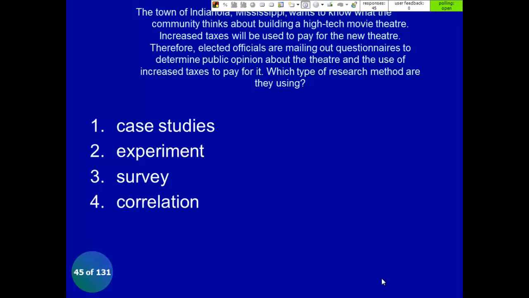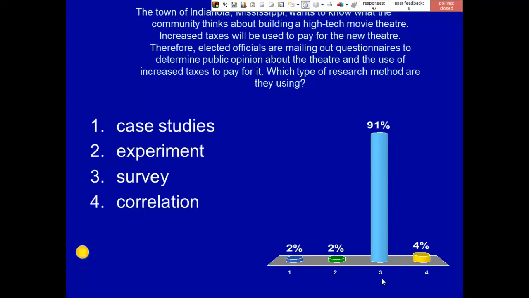All right, we got it. Everybody put their answer in there. It's 46, 47. Going once, going twice. Got it. All right, so 91% of you correct.